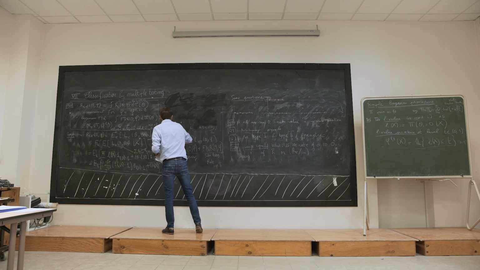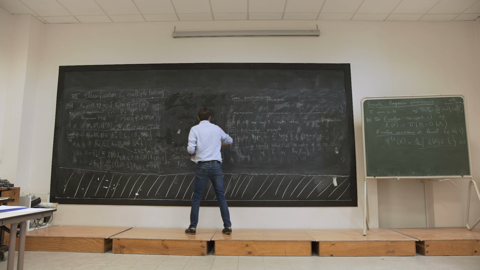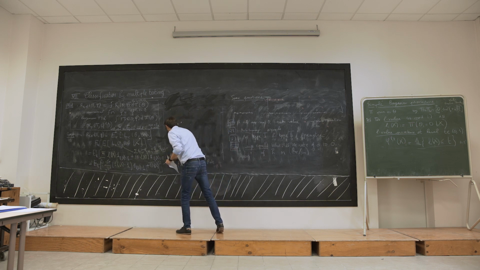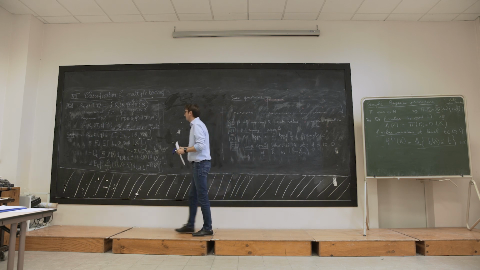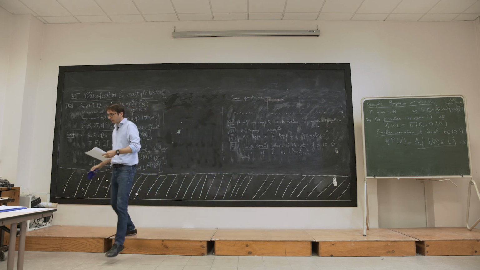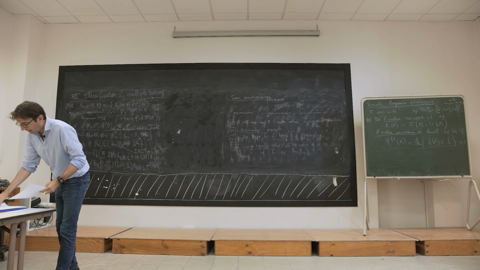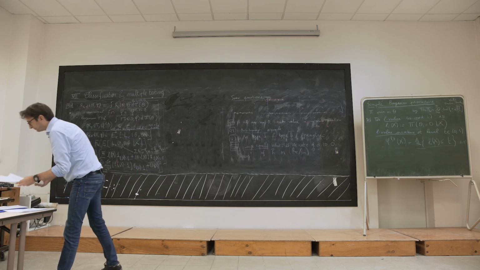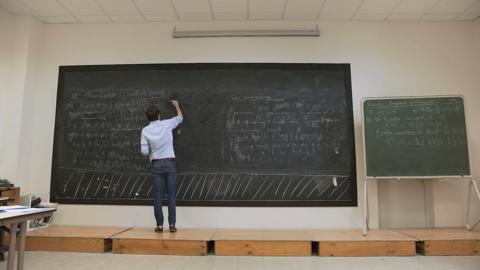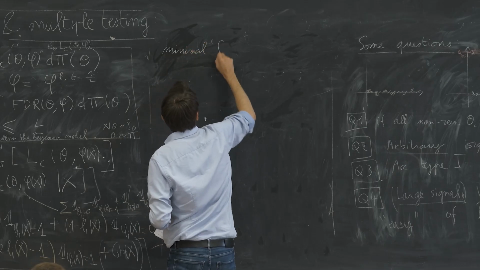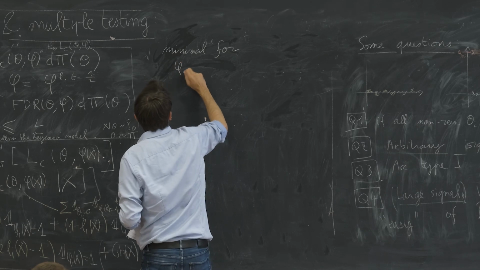Okay, so let me just write this. These arguments are quite natural, and they make it very easy by the fact that we condition on x, okay? So what we get here is minimal for phi x.